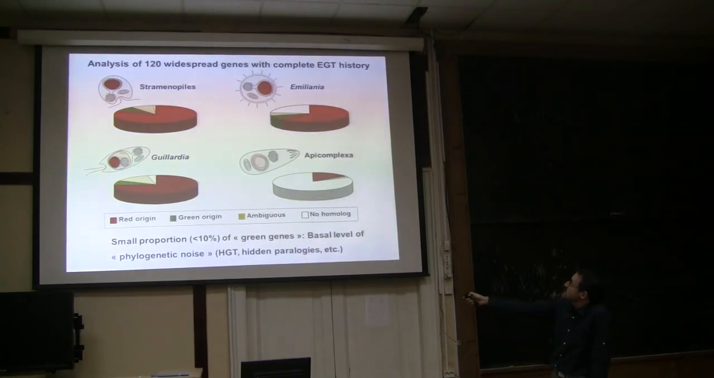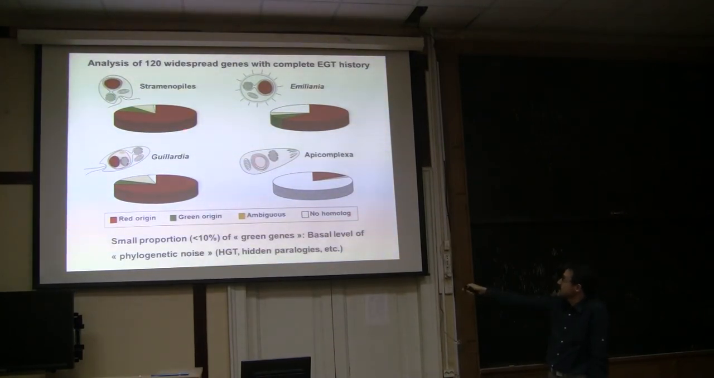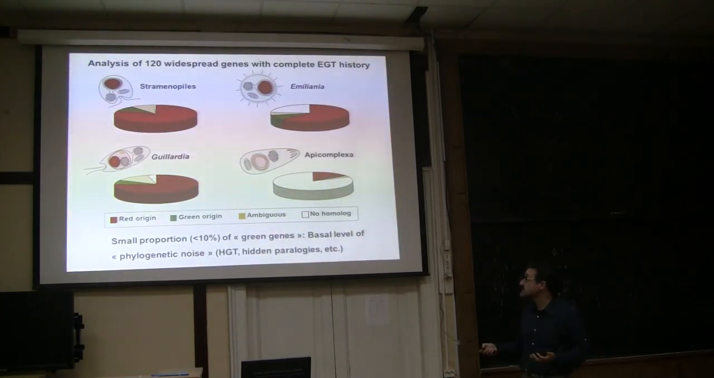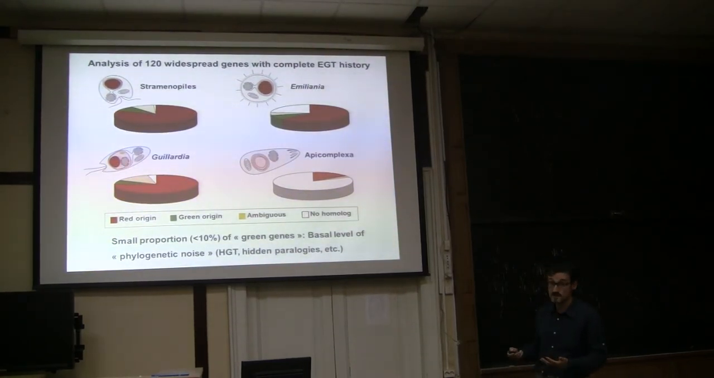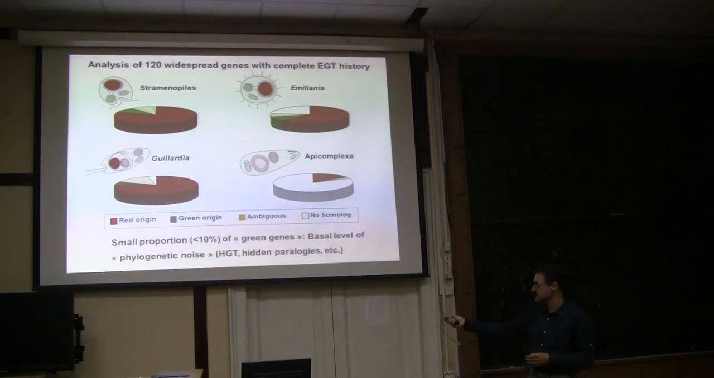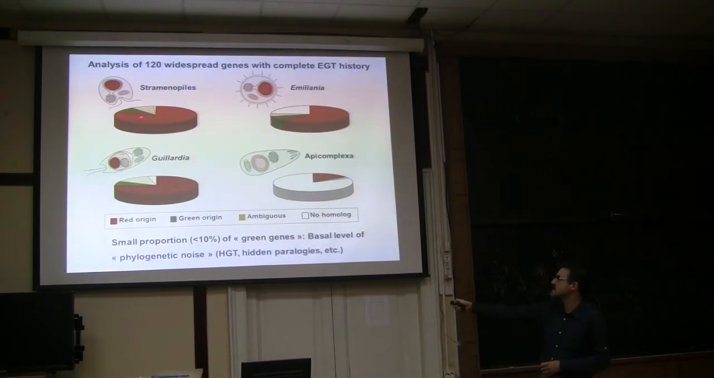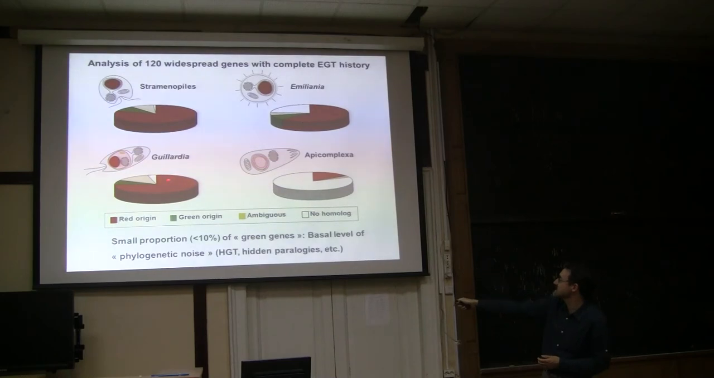And in fact, in several groups, stramenopiles, haptophytes, and cryptophytes, and also in apicomplexa, we have a very strong red algal signal for these genes, and only a few cases of genes that maybe have been acquired from green algae. But these are always less than 10%, so maybe these genes are not real endosymbiotic gene transfer examples. Maybe they are just genes that have some problems of what we call phylogenetic noise. Maybe these are just typical or regular horizontal gene transfers, not necessarily endosymbiotic gene transfers, just gene transfers between different eukaryotic species without endosymbiosis, or maybe other phylogenetic problems, for example, related to hidden paralogies. But what is important here is the very strong red signal in all cases.